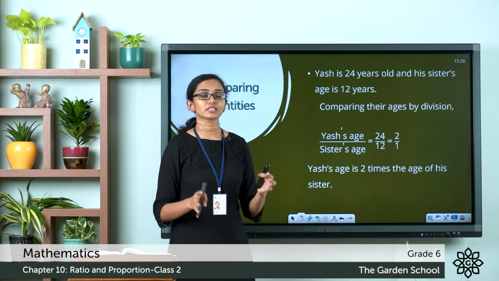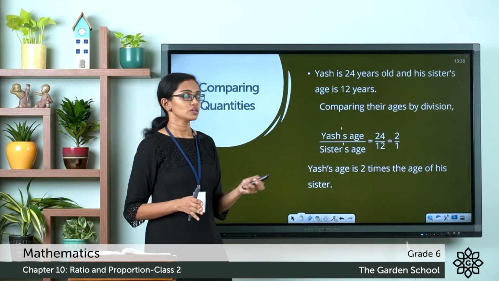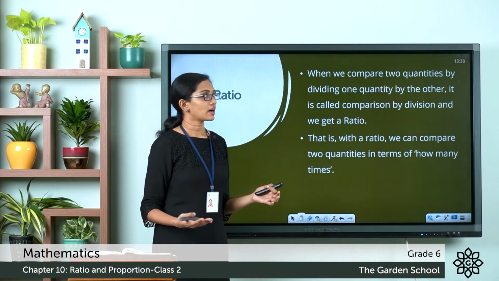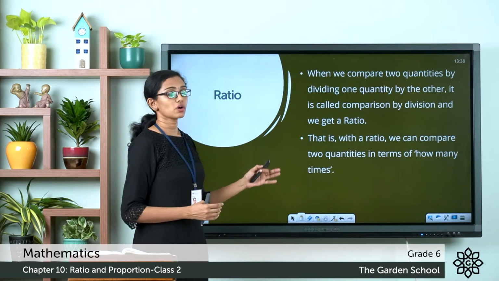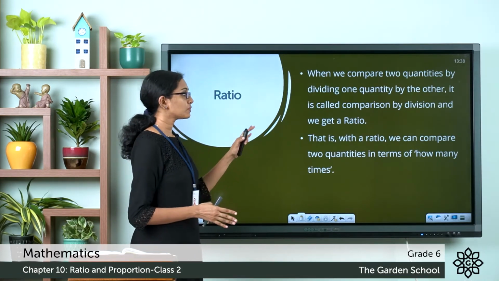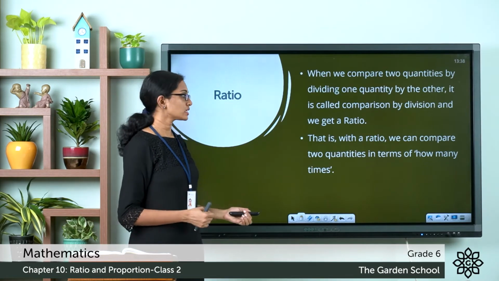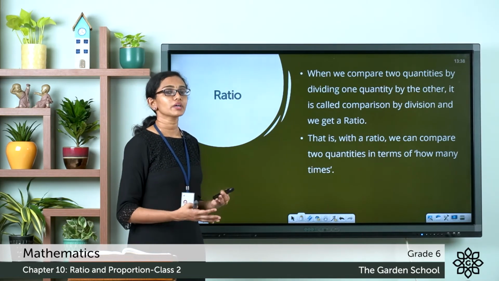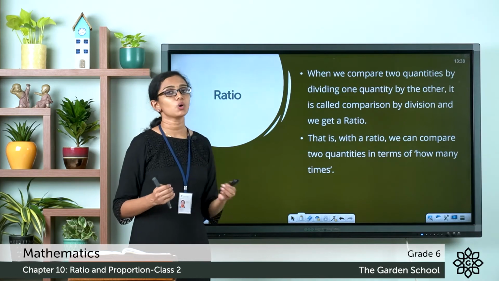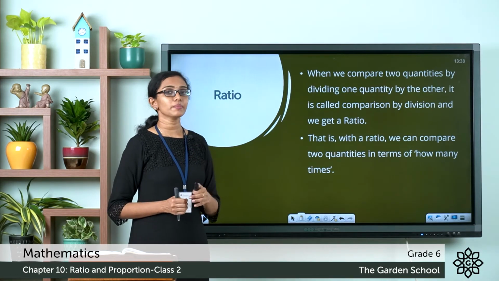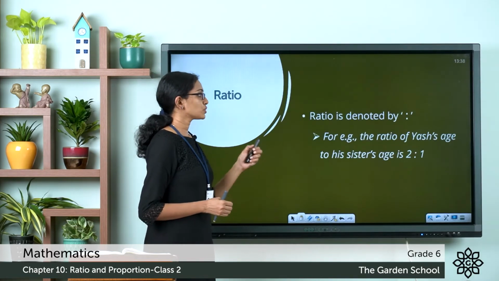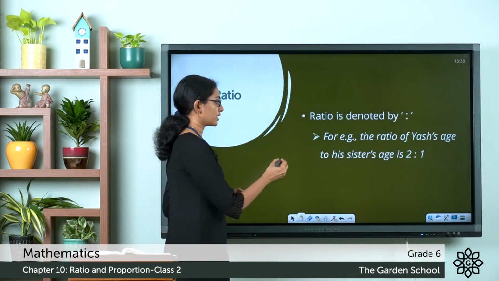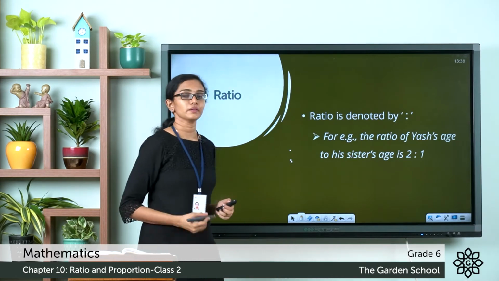So this comparison is called ratio. So when we compare two quantities by dividing one quantity by the other, it is called comparison by division and we get a ratio. That is, with a ratio, we can compare two quantities in terms of how many times. And there is a symbol that we use to represent a ratio. See, ratio is denoted by a colon, this symbol.